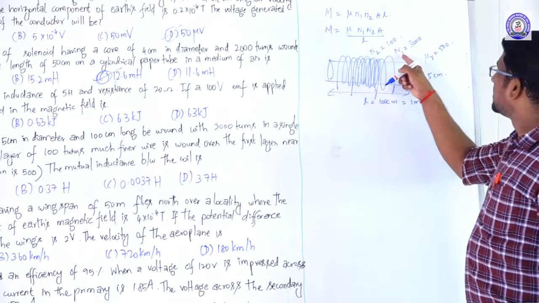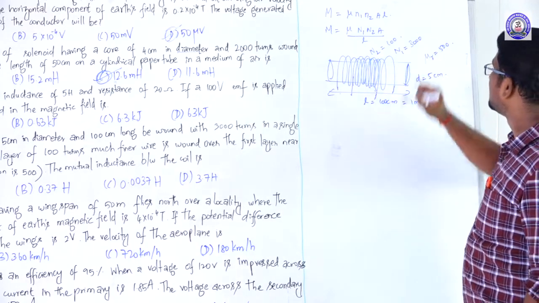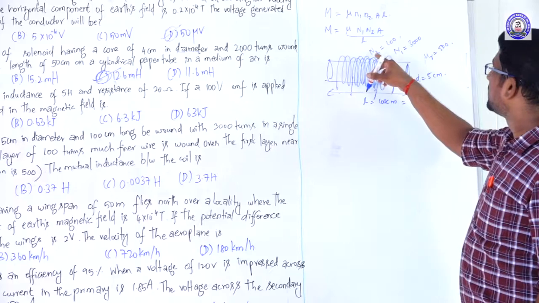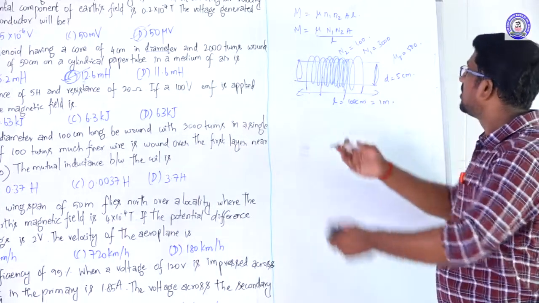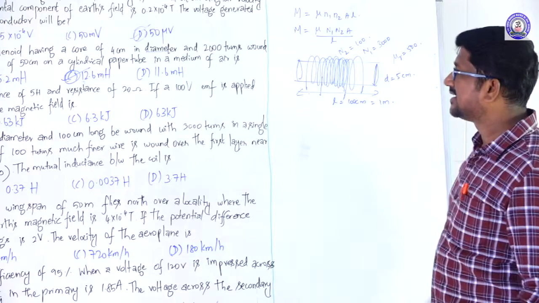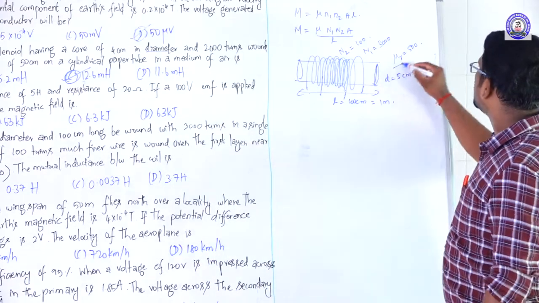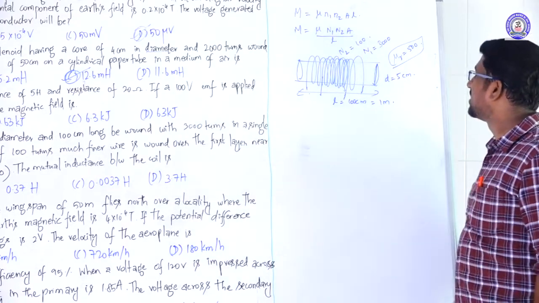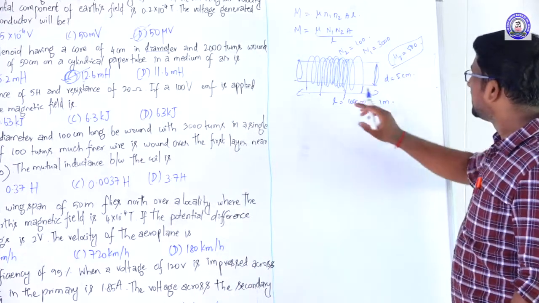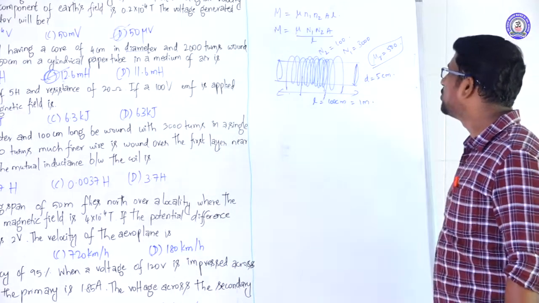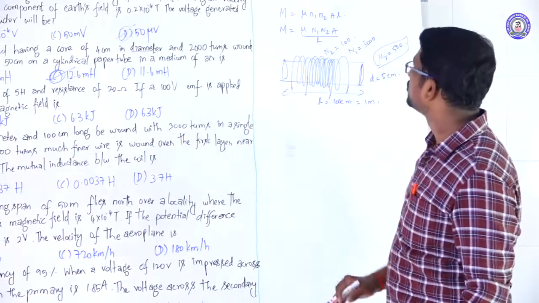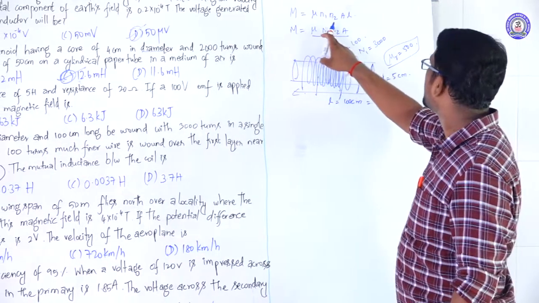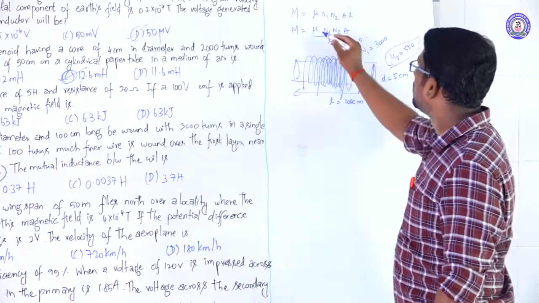So total number of turns in the first coil or first layer is 3000 and total number of turns in the second layer is 100. The two coils are wound on the iron cylinder whose relative permeability value is 500, and the diameter and the length of the cylinder are 5 cm and 1 meter. The formula related to this question is M is equal to mu N1 N2 A divided by L. What is mu?